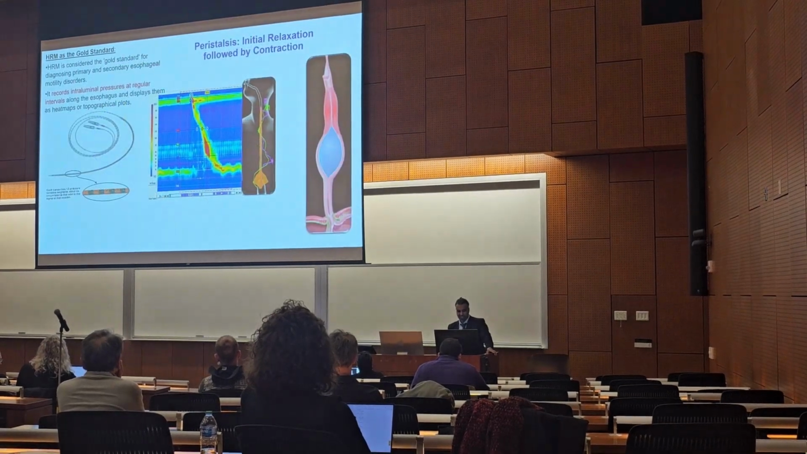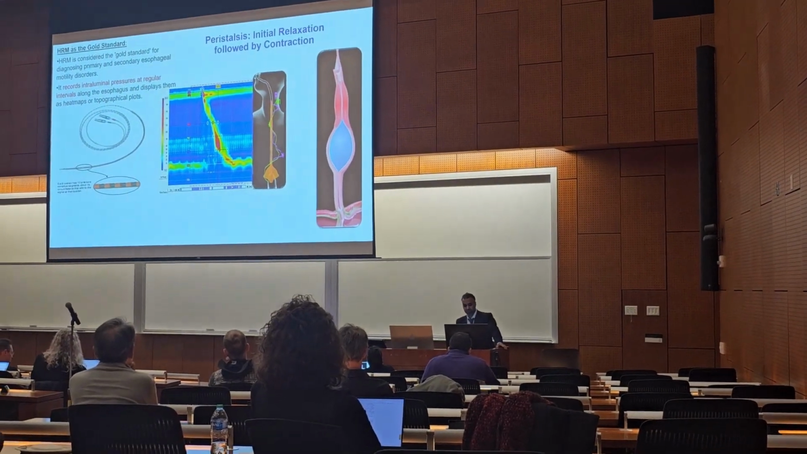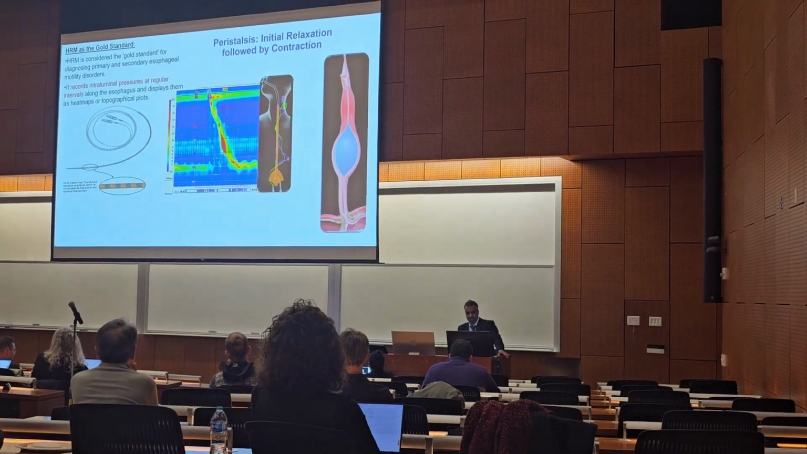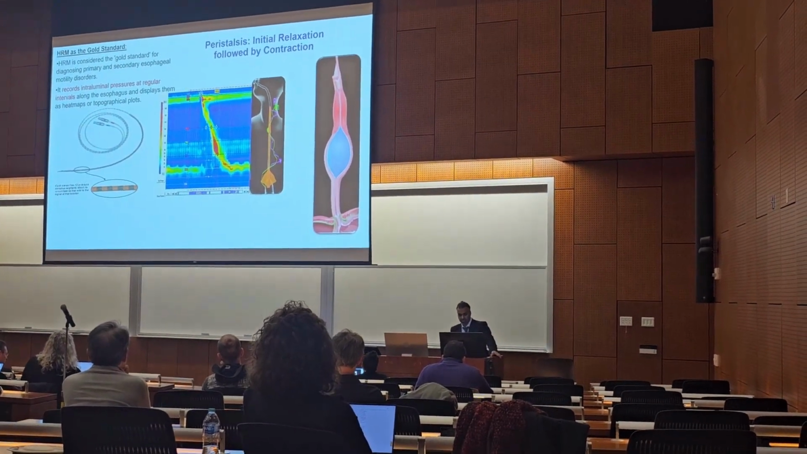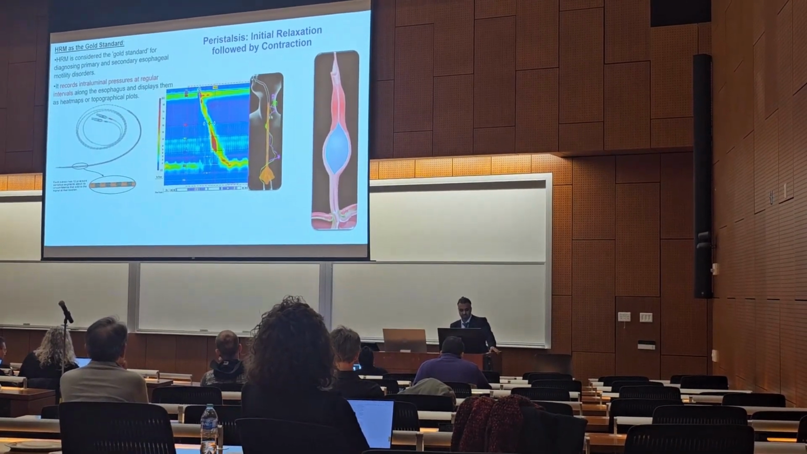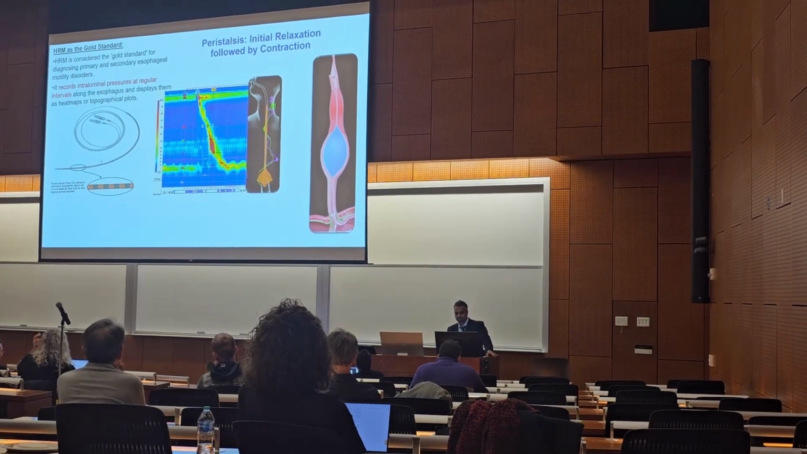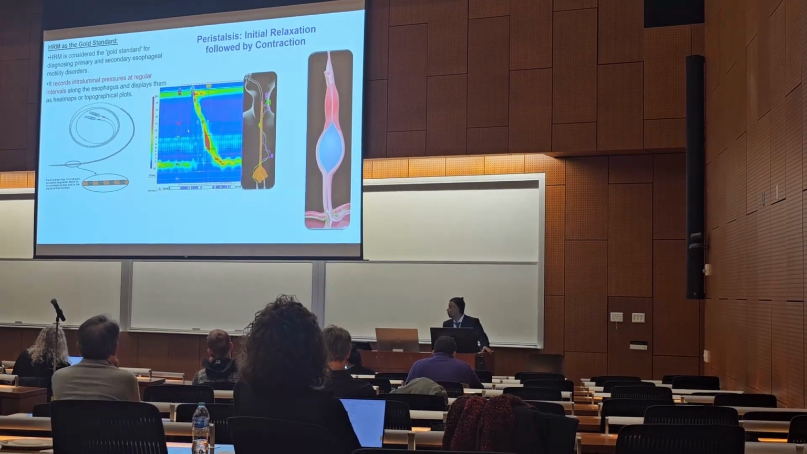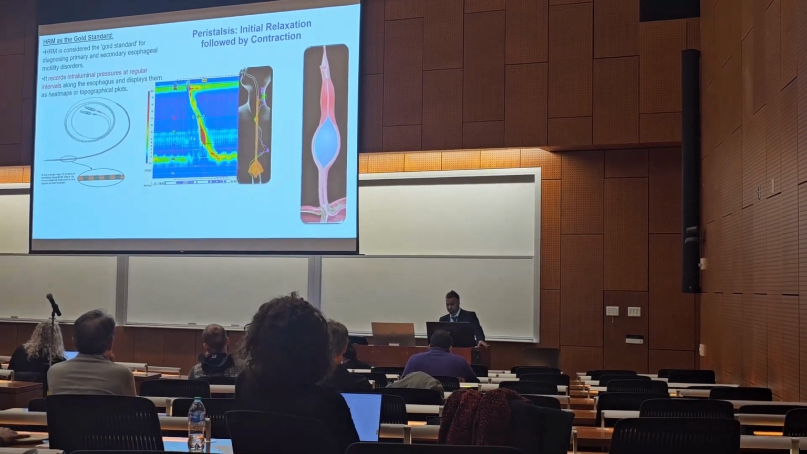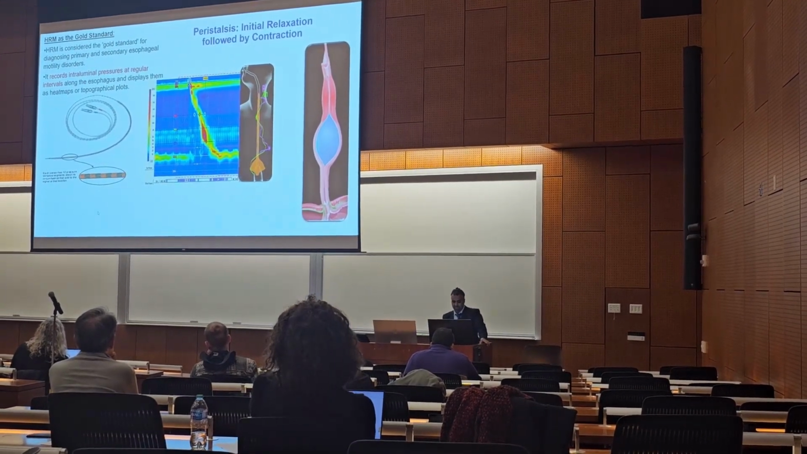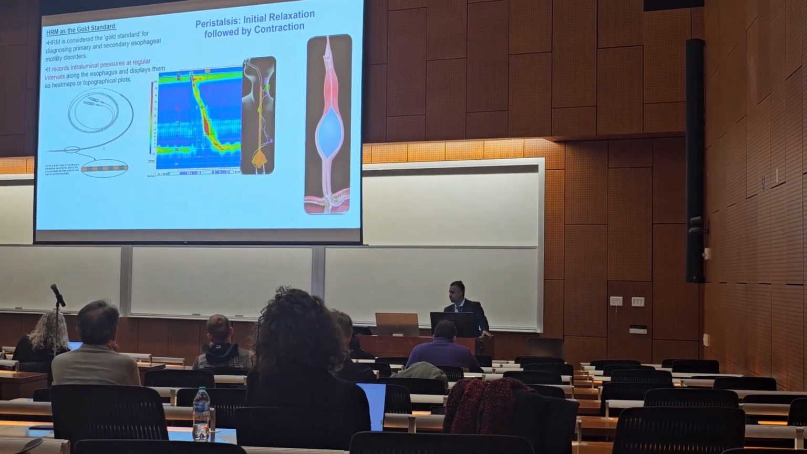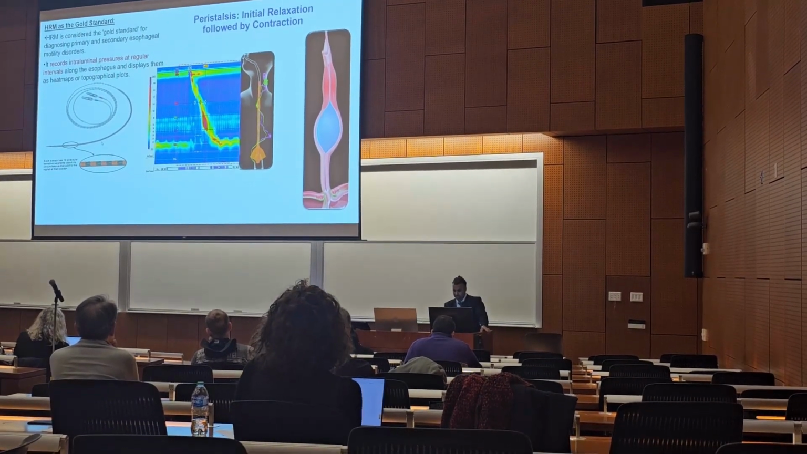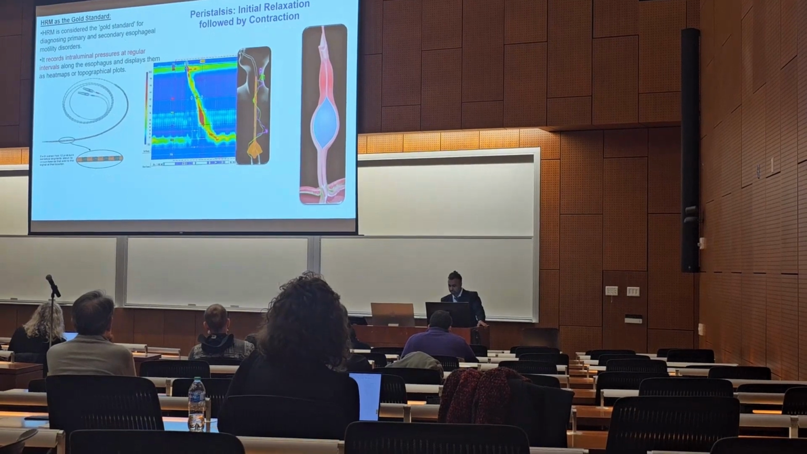So as I mentioned previously, HRM is the gold standard in assessing motor function of the esophagus. It measures pressures at regular intervals across the length of the esophagus and displays them as a heat map, as you can see here. Brighter colors mean higher pressures, the contractions. It's a typical catheter they insert through the nose. It has both pressure and impedance sensors, typically 36 pressure sensors and 18 impedance cells.